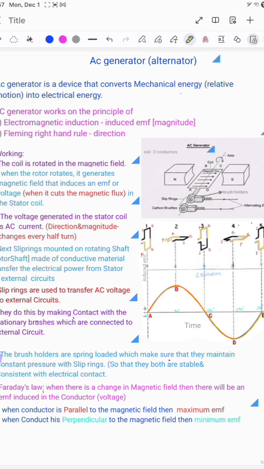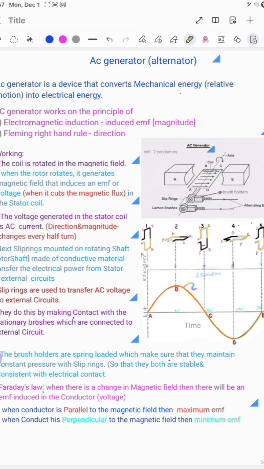So the coil is rotated in the magnetic field. When the rotor rotates, it generates a magnetic field and that induces an EMF in the stator. By what? It is cutting the magnetic flux of the stator, so it induces an EMF. The voltage generated in the stator coil is known as AC, or alternating current. Every half a turn, it changes its direction and magnitude.